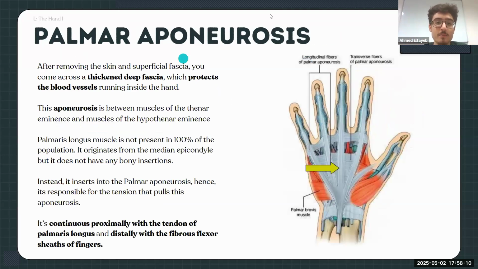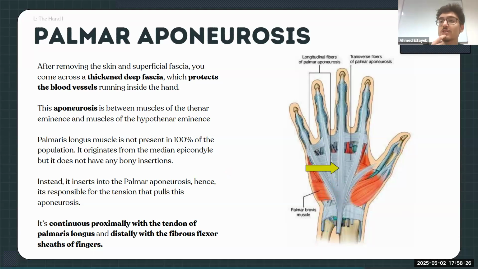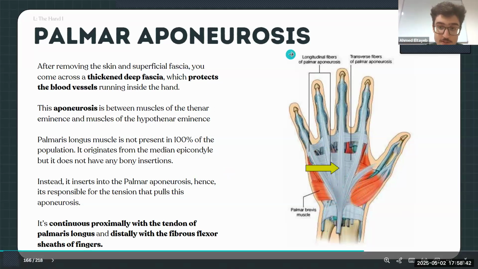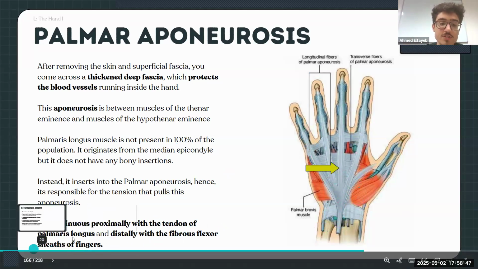We can talk some about the palmar aponeurosis. So basically, the palmar aponeurosis is connected to two things, proximally and distally. Proximally, it will connect to the palmaris longus tendon if it's present. We mentioned that the palmaris longus tendon and muscle are missing in some of the population, or they're not present in everyone. And the muscle anconeus is also the same. So if it's present, it's going to connect to the palmar aponeurosis. And distally, it's going to connect with the fibrous flexor sheaths of the fingers.